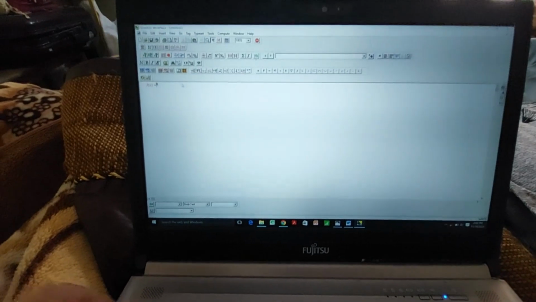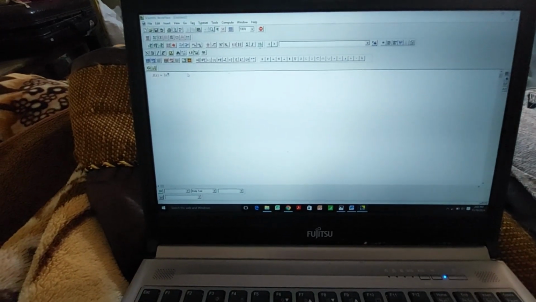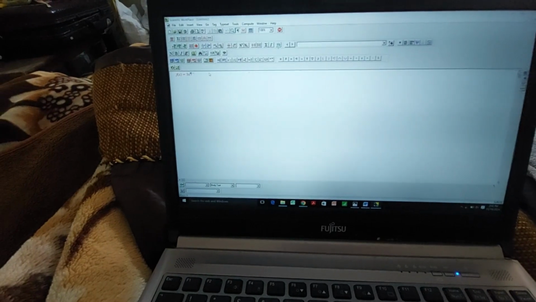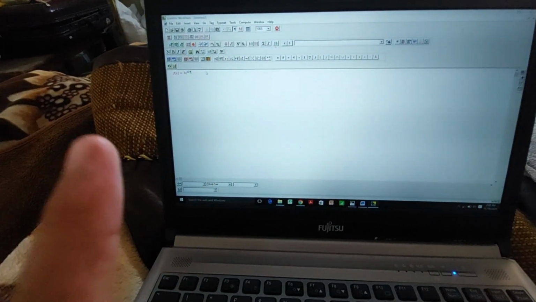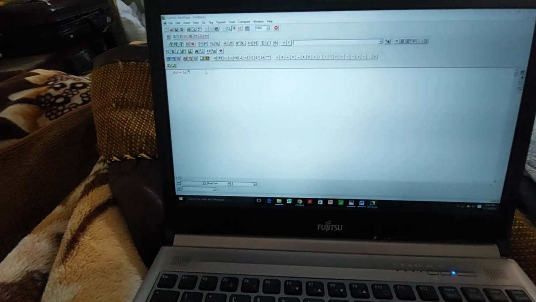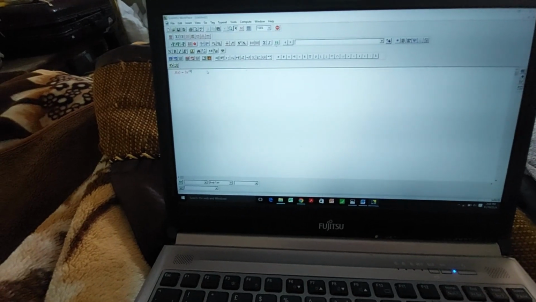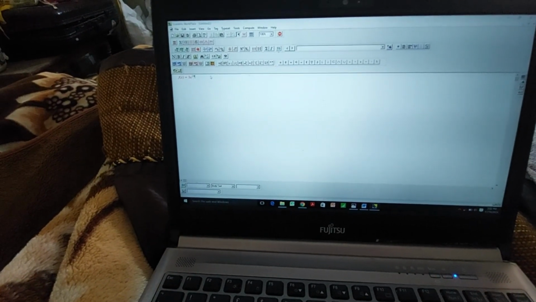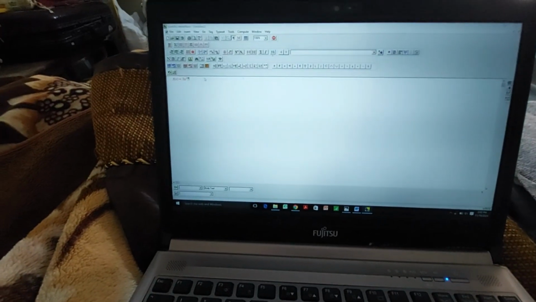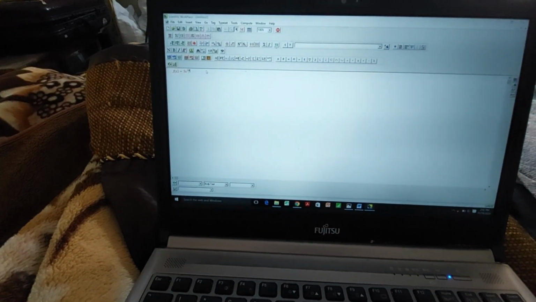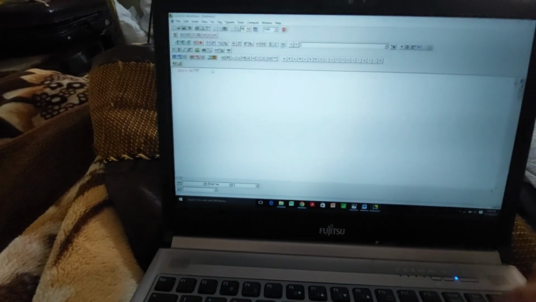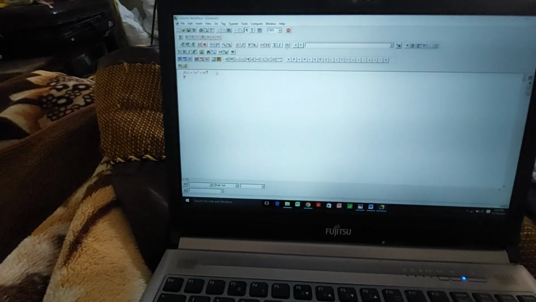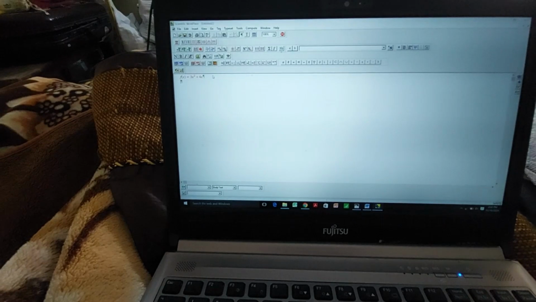I will write 3x square, and to write the square I will press Control H, so it will go to the power of it. I will write 2, and then press the space bar. The space bar will bring it back to the main syntax, so I can now make another entry. I will say plus 4x, and press enter. Now we have defined the function over here.